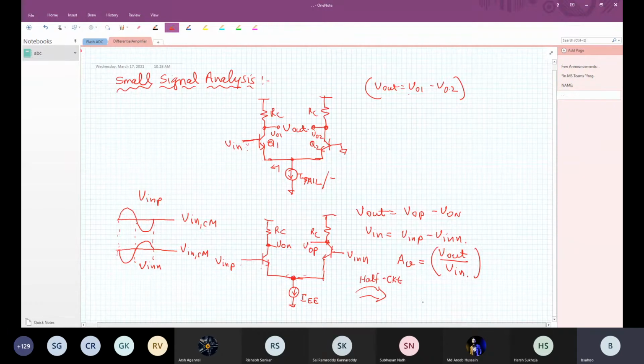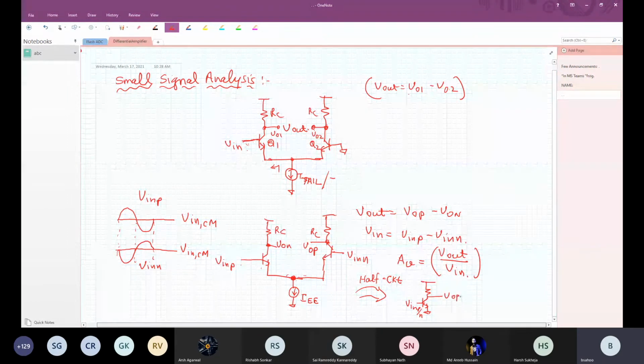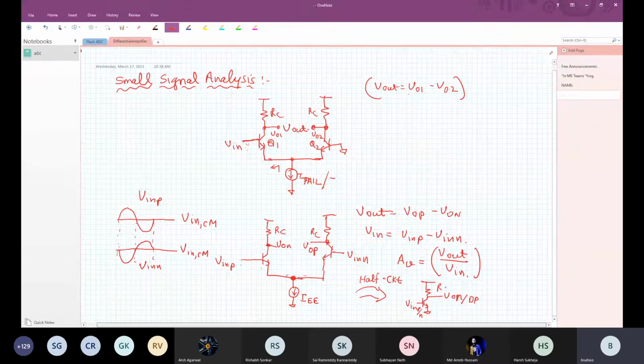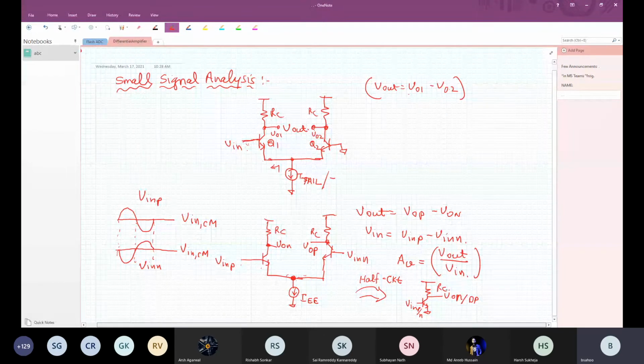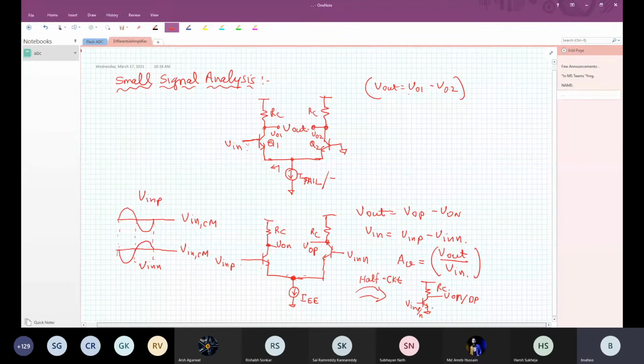Okay, and the half circuit is going to look something like this. V in P slash N for both sides, and this is going to be VON slash VOP. Okay, so half circuit, I find the gain from each side to the output, and this is nothing but a common emitter amplifier. Okay, and that is how we found it.